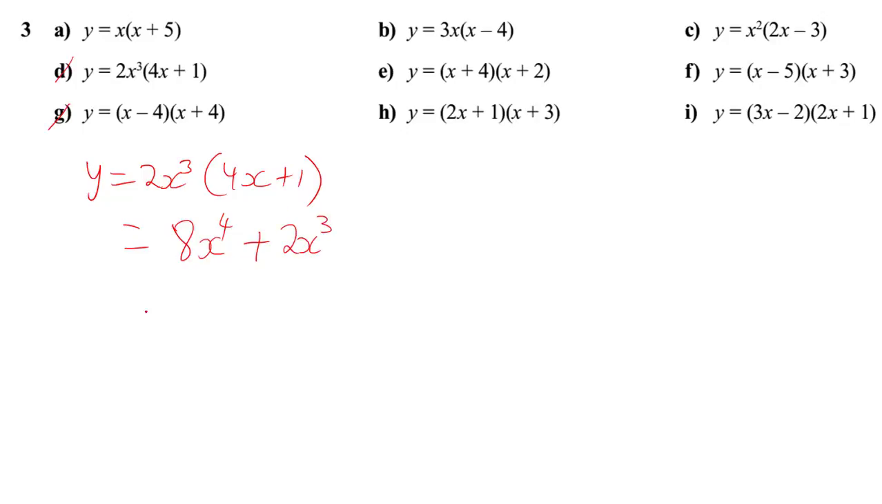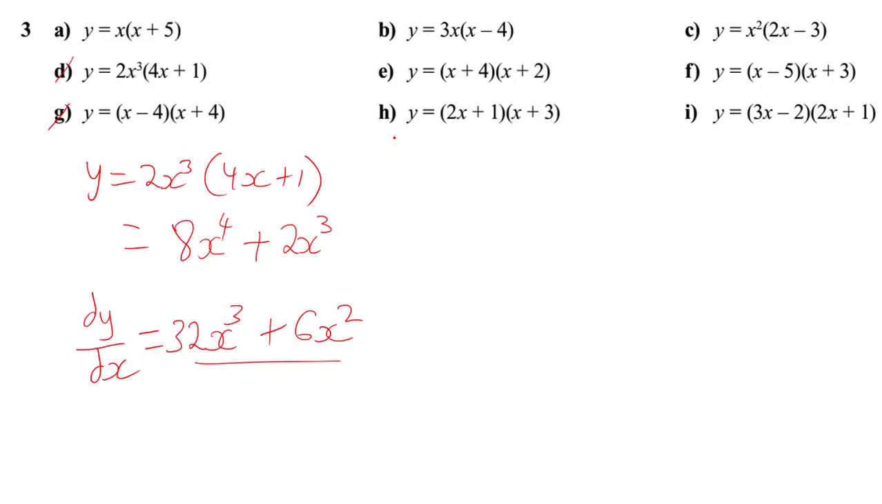Now once you've done it in that form, you can find dy/dx. Right, so I'm going to differentiate from this form now. So I've got 4 times 8, which is 32. The x power goes down by 1, so it becomes 3. Then I'm going to do 3 times 2, which is 6, and then the x power goes down by 1, which is 2. Okay, so that's going to be the answer to that.